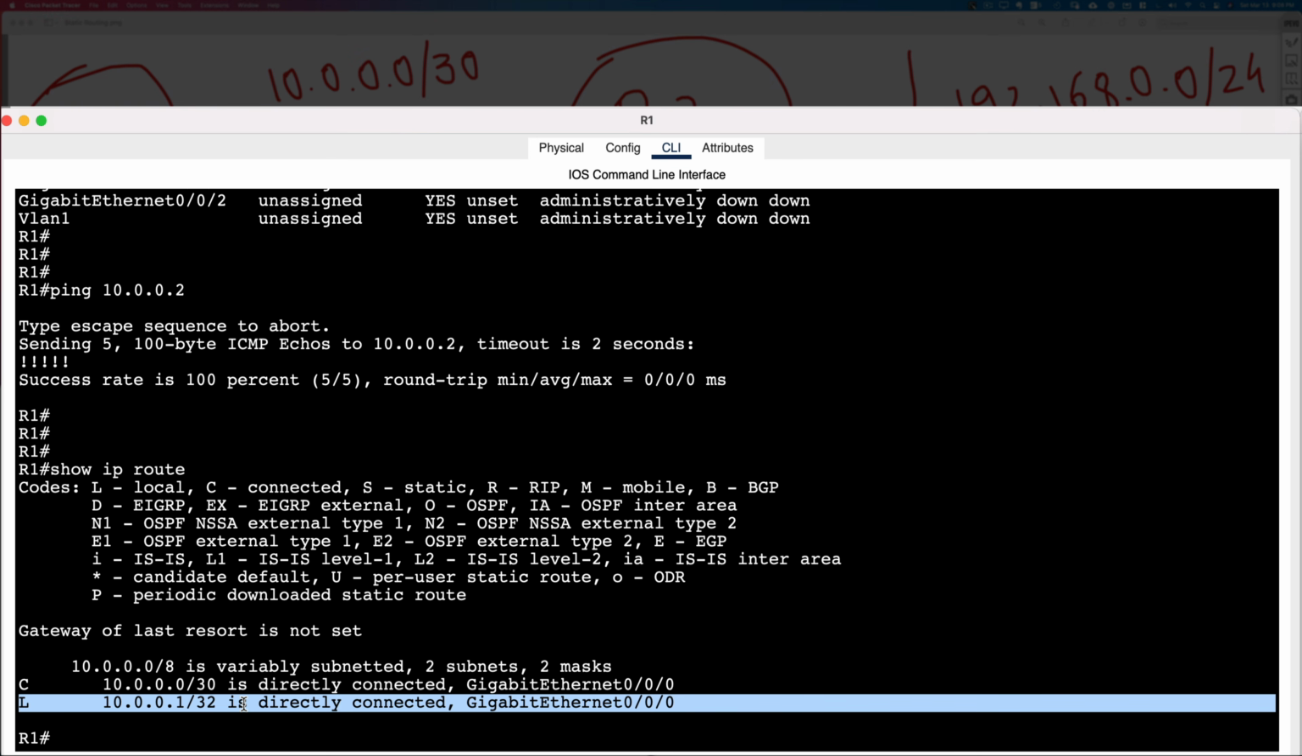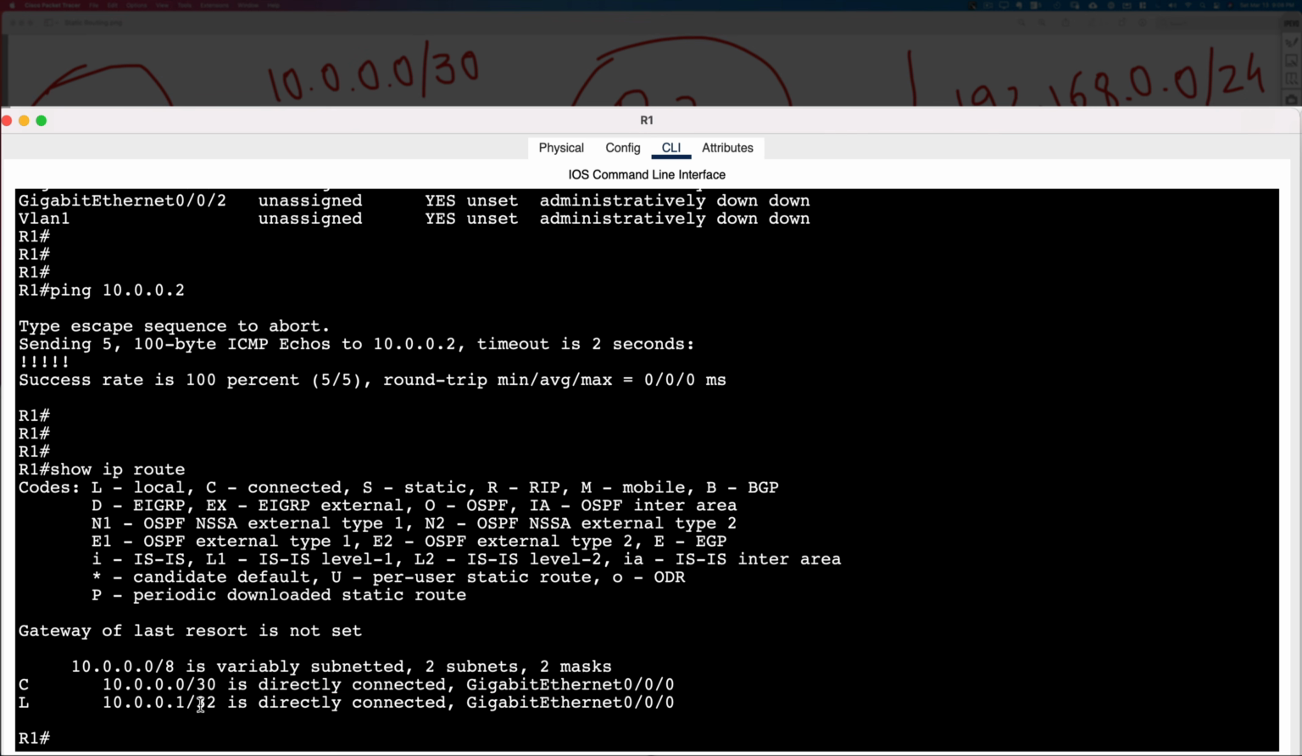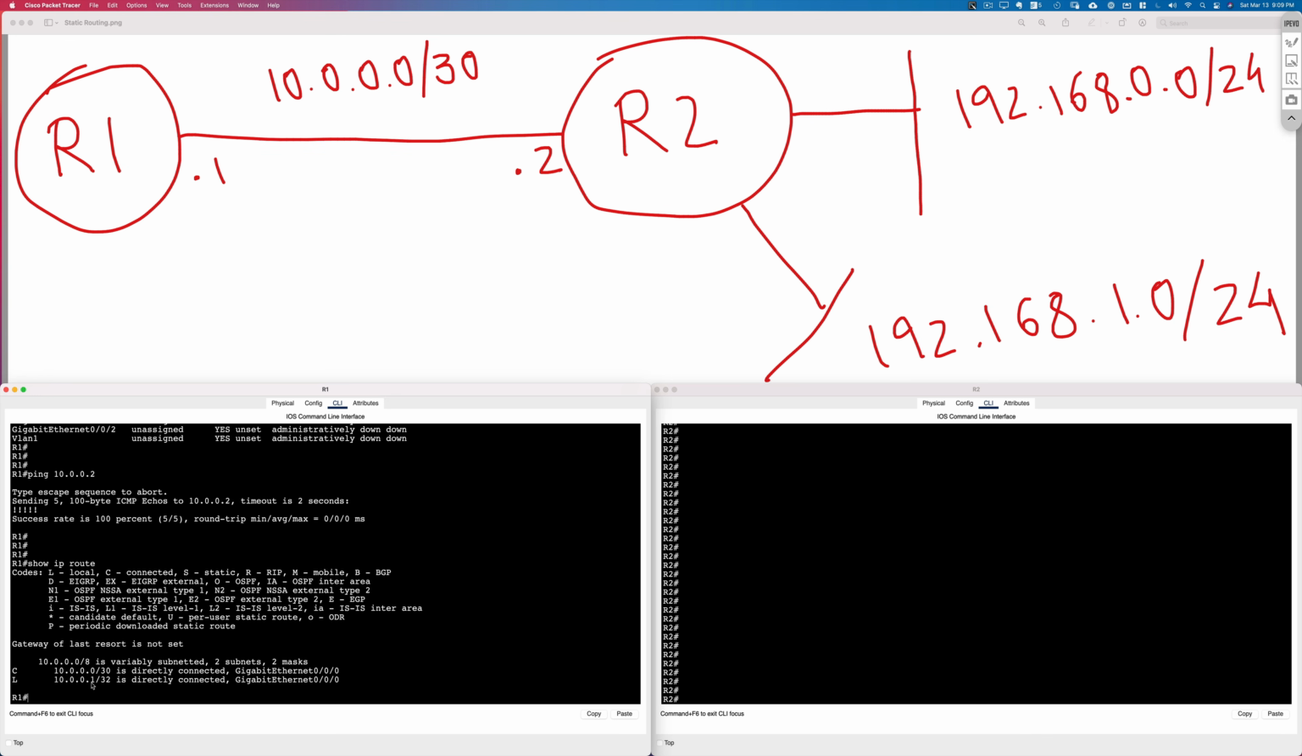10.0.0.1/32. Now this is called a host route because it's a very specific route. It's a /32, and it's also directly connected over Gigabit Ethernet 0/0/0. If you remember the administrative distance chart we were looking at, this has an administrative distance of 0 because it's directly connected. It's considered to be the most believable. Now, we've got a bit of a problem here. We cannot see the routes that router 2 has, these 192.168 routes.